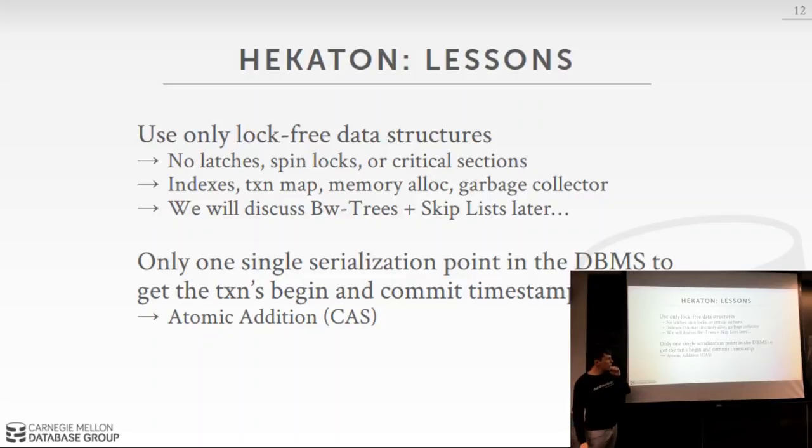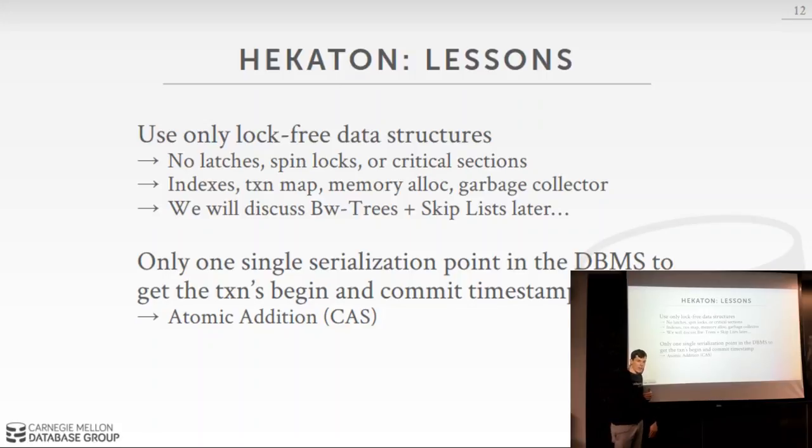Then they also argue that you want to minimize the number of serialization or coordination points you have in your database management system, right? And the only place you have to coordinate your transactions explicitly is through the timestamp counter. So they have a shared counter that's used by all the threads, that's used for the begin and the end timestamp. They're all in the same time scale, and you just do a compare and swap to increment them.